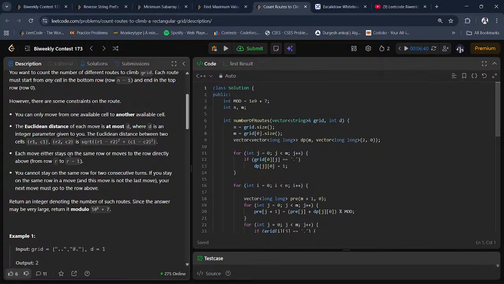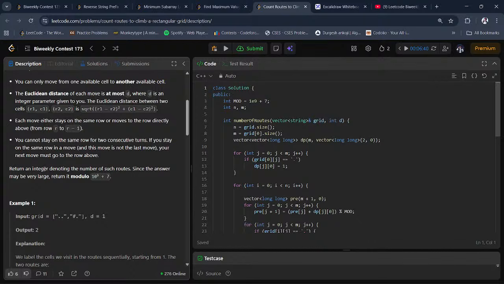Each move either stays on the same row or moves to the row directly above. You cannot stay on the same row for two consecutive turns. If you stay on the same row in a move and this move is not the last move, your next move must go to the row above. Return an integer denoting the number of such routes. Since the answer may be very large, return it modulo 10^9 plus 7.